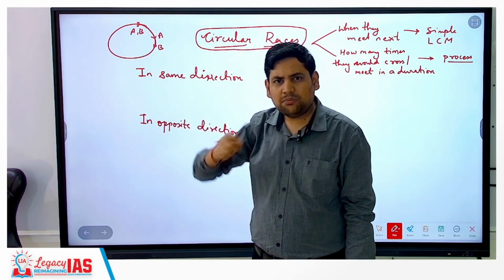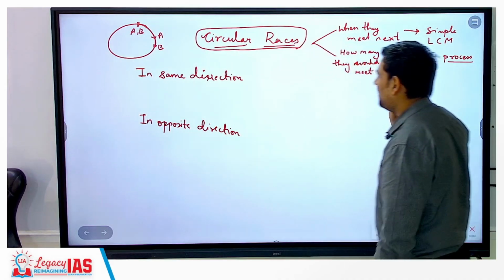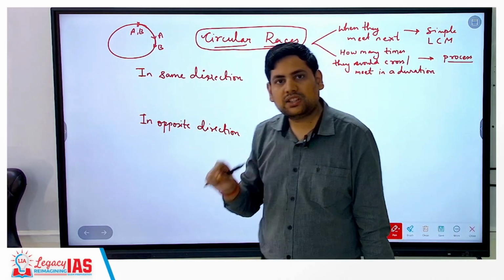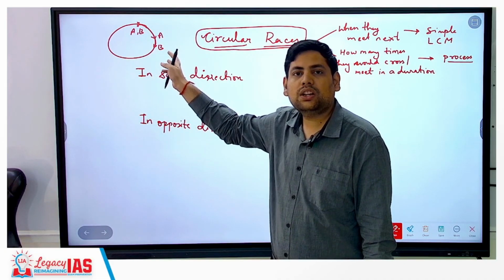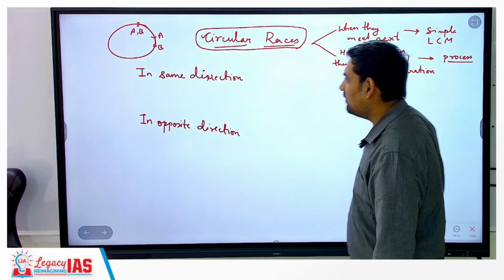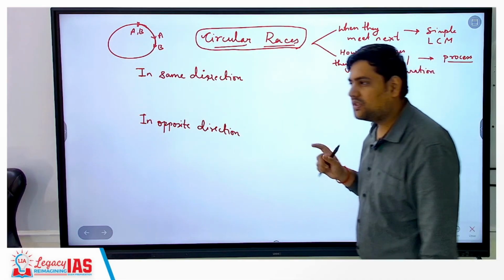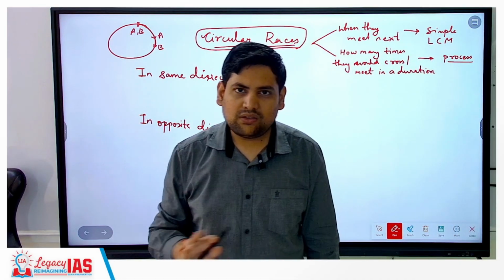There you simply need to find the LCM. Times are given to you: this much time it takes for A to complete one round, and for B to complete one round, this much time it takes. Simply you need to find the LCM that we usually did in the HCF LCM chapter of number system.